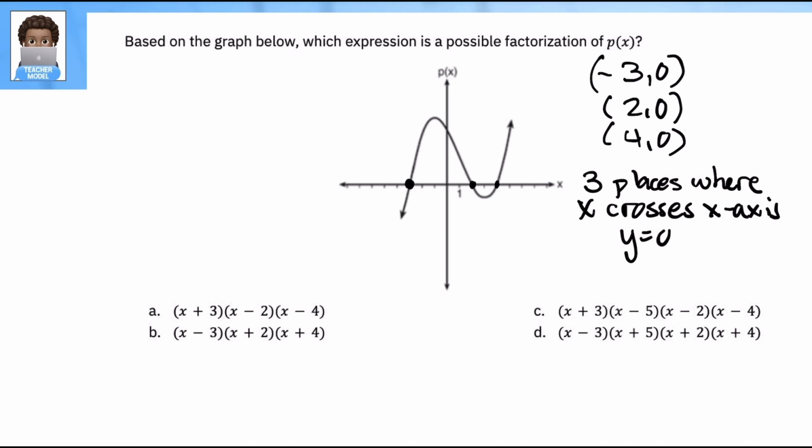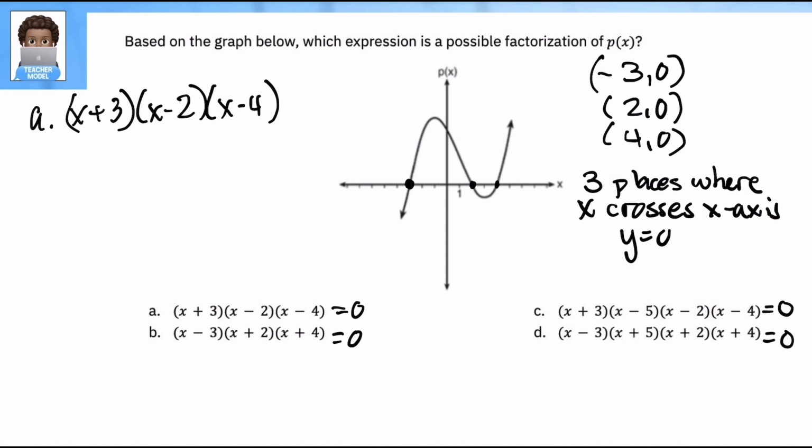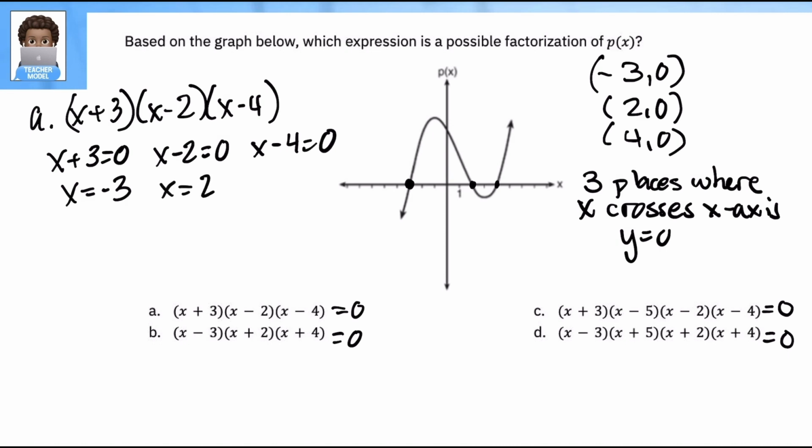So what you're going to do is set your equations to 0. And we know, because we've done this so many times, and I'm just going to use the first one to help us out, that in this case we created 3 different equations that we were solving, each set equal to 0. And so we had x equals -3, x equals 2, and x equals 4. And those are the numbers that I actually wanted, which tells me that A would be our correct answer.